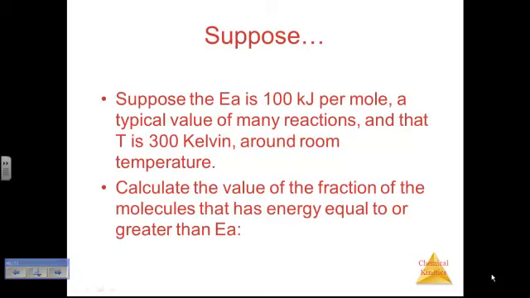Now grab your calculator. Let's try one where it says suppose. Suppose we have an activation energy that's 100 kJ per mole, and that's quite a typical value for most reactions, 100,000 joules. The temperature is 300 Kelvin, which is about room temperature. It's 27 degrees Celsius. That's a little bit warm for room temperature, but 300 is a nice even number. I'd like us to calculate the value of the fraction of the molecules that has the energy equal to or greater than Ea. Plug and chug.